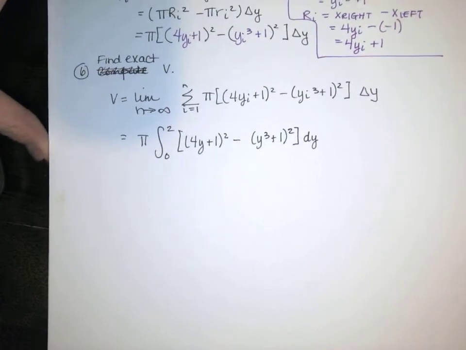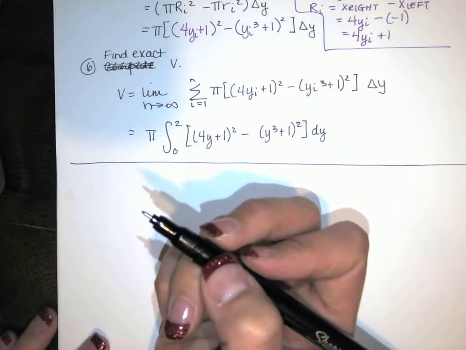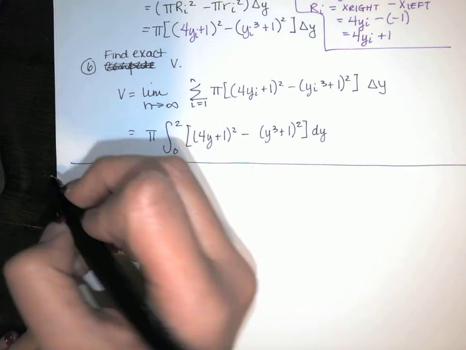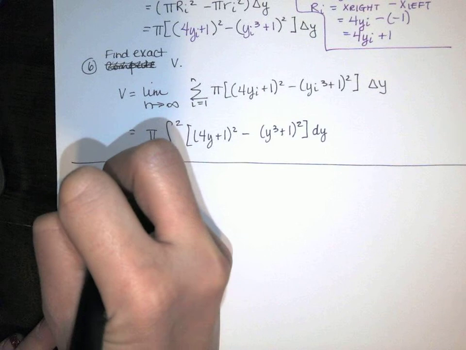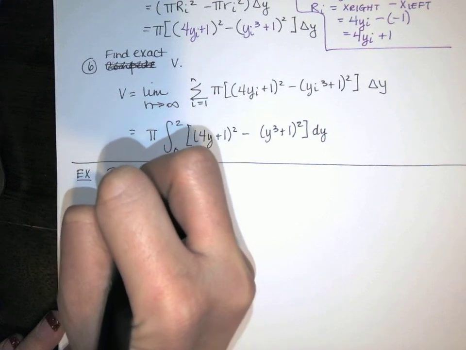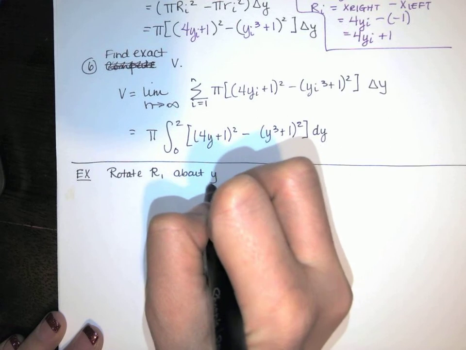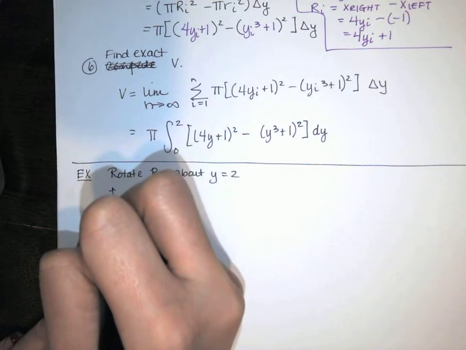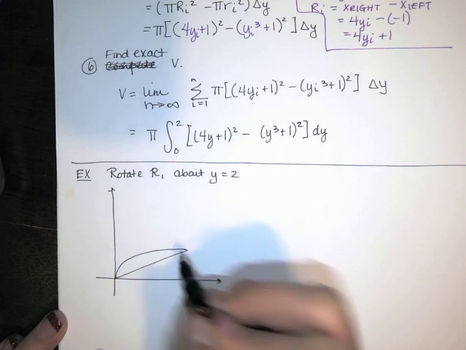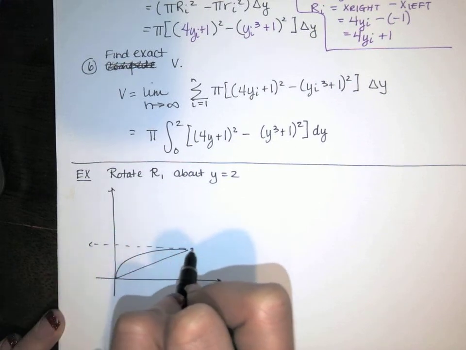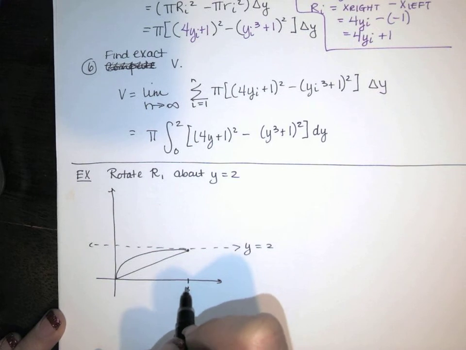So that's that. Now let's take the same region. Instead of rotating around a vertical axis, let's rotate around a horizontal axis. So let's rotate R1 about y equals 2. And this actually was y equals 2. This is the point y equals 2, x equals 8, remember.